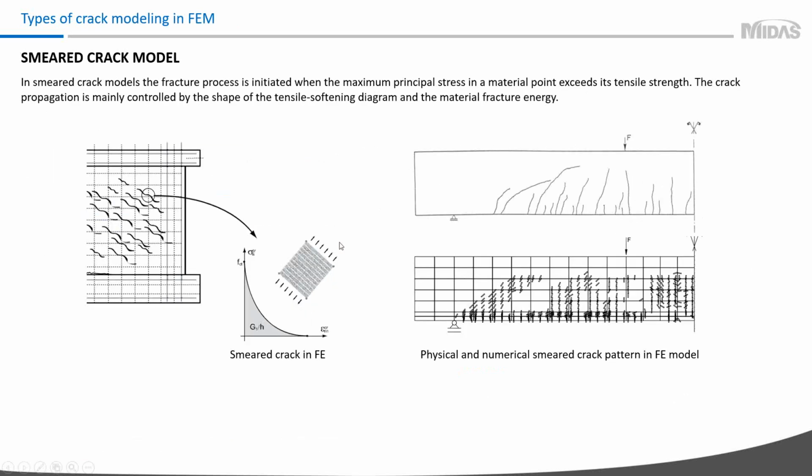In the smeared crack model, the fracture process is initiated when the maximum principal stress in a finite element exceeds its tensile strength. The crack propagation is mainly controlled by the shape of the tensile softening diagram with the fracture energy. This approach is quite suitable for analysis and design of civil structures, and it is widely used in practice. In Midas FEA software, this model is implemented as the total strain crack model. Further in my presentation, I will focus on this model.